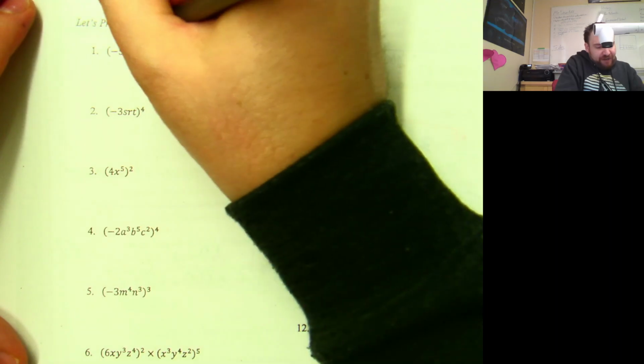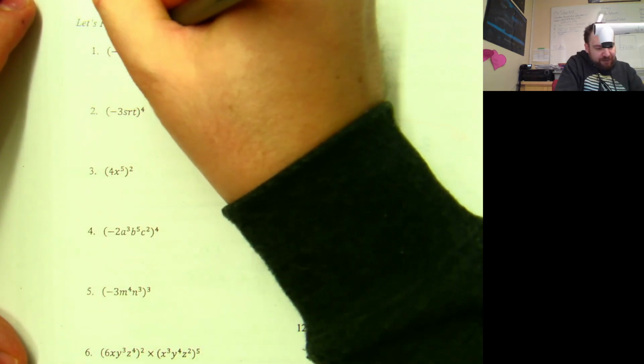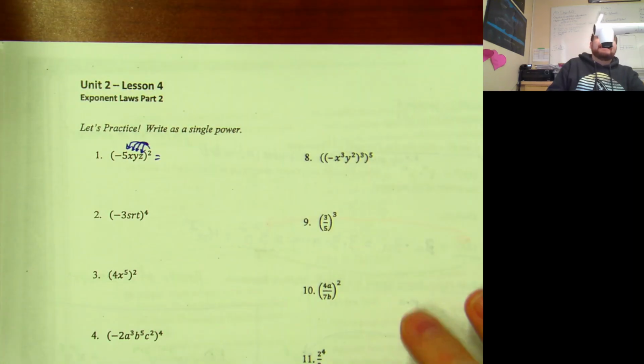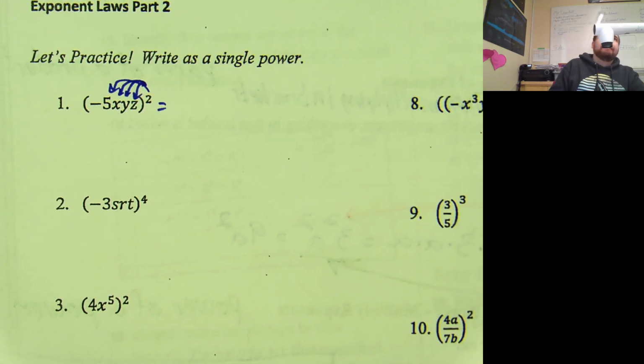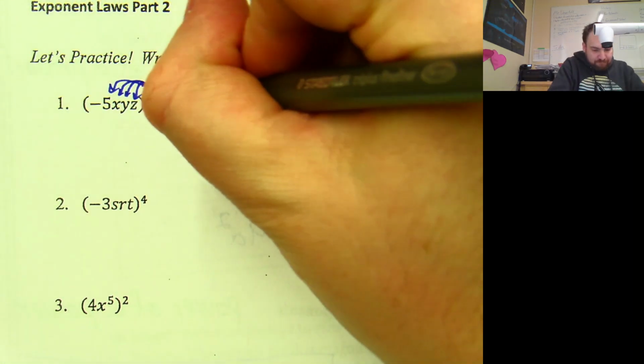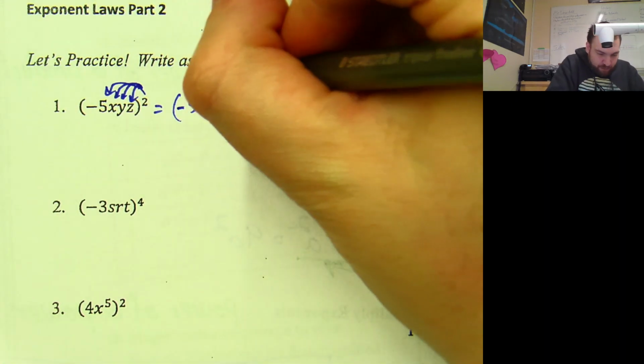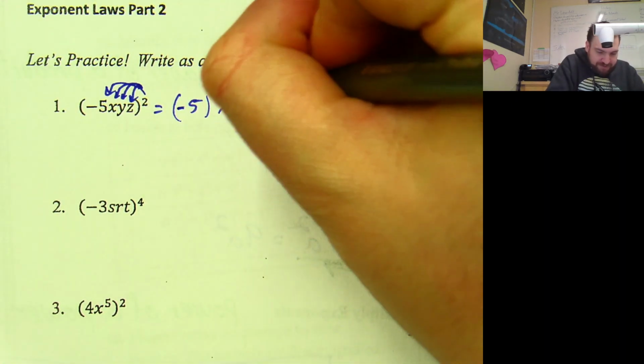Distribute it and put it to everything inside. Okay, so it's going to go there, it's going to go there, it's going to go there, and it's going to go there. So, distributing that in is going to give me what? Okay, and you want to be careful with the negative. You want to put the -5 in brackets because that squared is on the whole thing. So it's going to be (-5) squared, x squared, y squared, z squared.